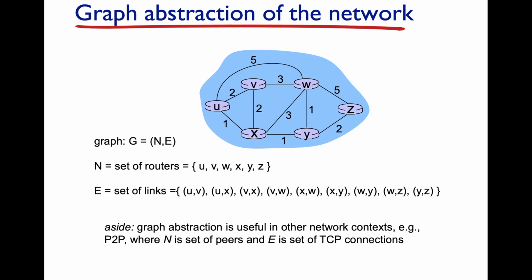And so let's take a look at a graph abstraction of the network. And a graph is an ordered pair, a set of edges E and a set of nodes N. The N nodes are our routers. And in this case, we have a node set U, V, W, X, Y, Z. And we have a set of links or edges, and these are the individual paths between router pairs. And so in this case, our edges are bidirectional. So edge UV is the same as edge VU, so we only depict it once.